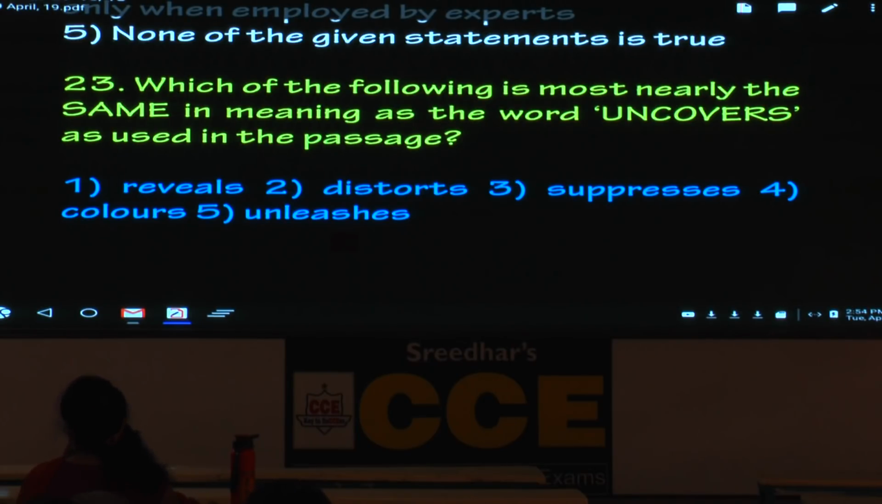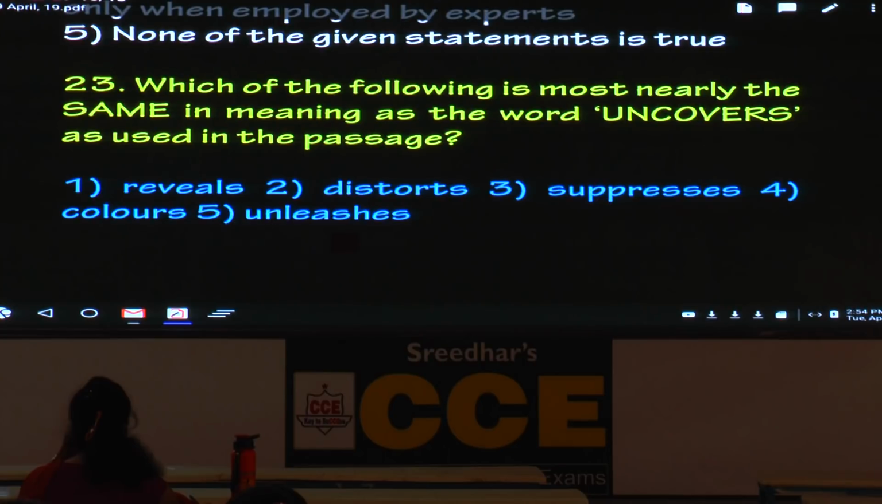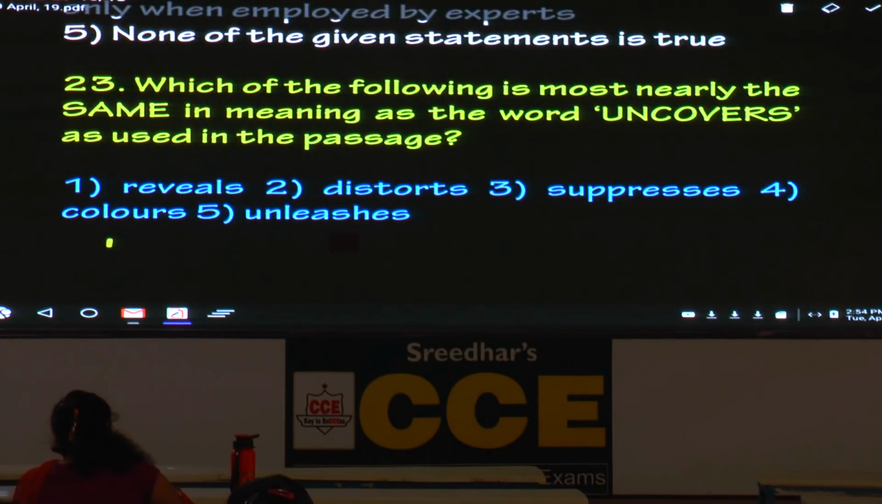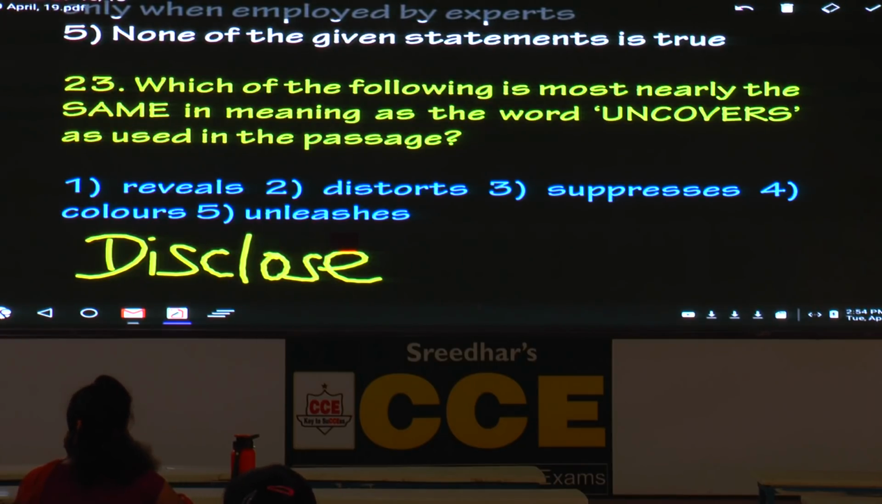And now 23, what is it? Same in meaning: uncover. Easy one, cover. So what is the first option here? Reveal. Write the meaning: disclose. Also write: to make something open, to open up.